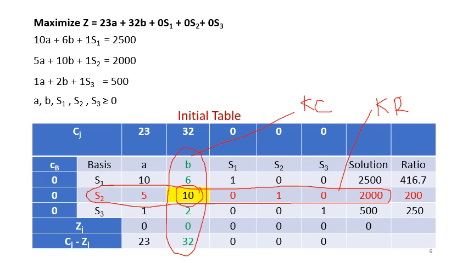So now the key column is this one involving B. B will now become your entering variable, and S2, because it corresponds to the key row, will be the leaving variable. So in the next table, B will become the basic variable. B will come into the basis and S2 will leave the solution.